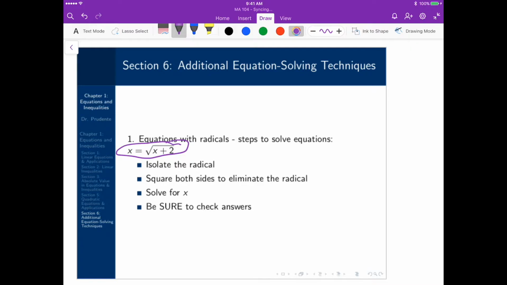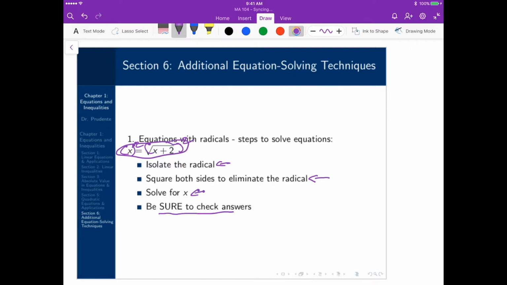So really what we want to do is isolate the radical. The radical may not be by itself, and we want to make sure it is. The easiest way to get rid of a radical is just to square both sides. In this case, we're allowed to square a radical because we have another side that we can square. If I'm going to square a radical, I have to square the other side. We're going to solve for x using any methods we can.